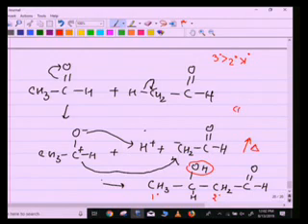the product formed is CH3. Let me use another slide, there is no space over the slide. It's CH3 CHOH.